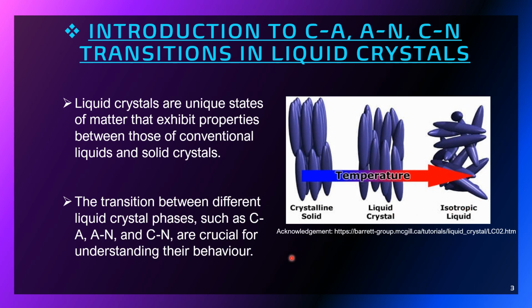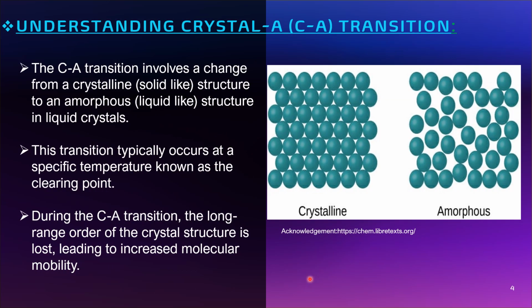This Ca, An and Cn transition in liquid crystals refers to specific phase transitions that occur between different states of molecular arrangement in the material. Let me explain each transition. The Ca transition in liquid crystals refers to the transition from the cholesteric phase C to the smectic A phase A. It's a change in the molecular arrangement of the liquid crystal.